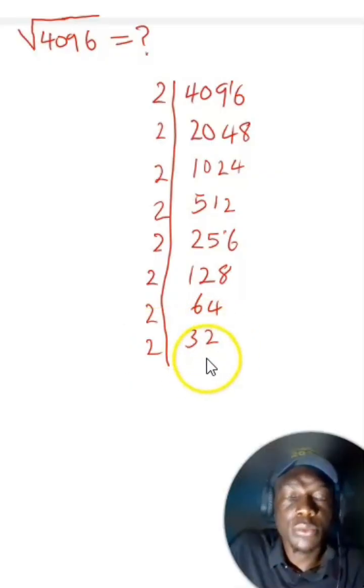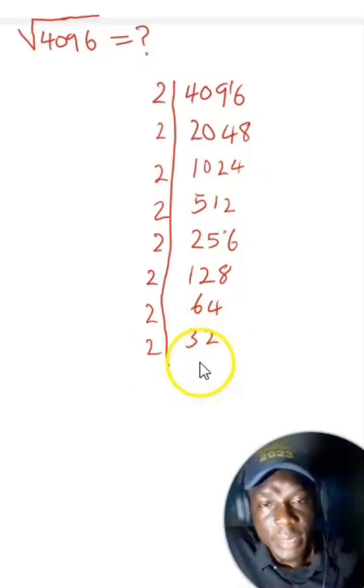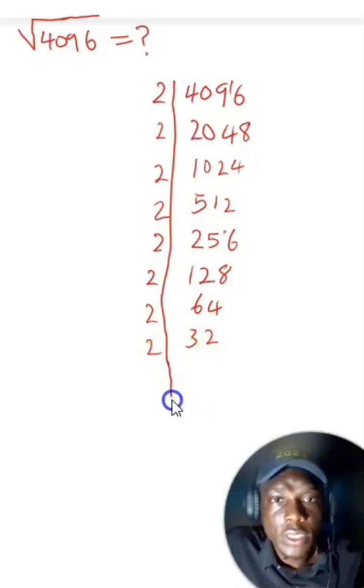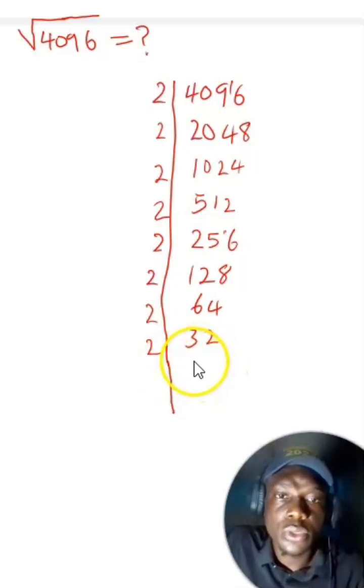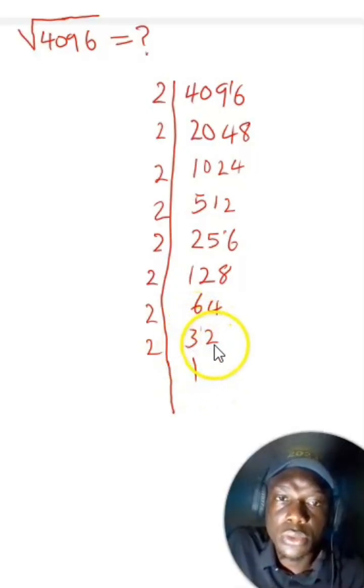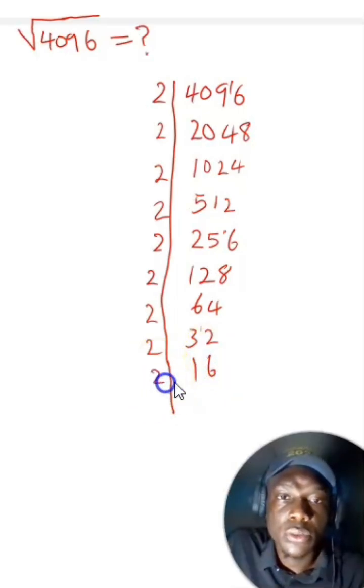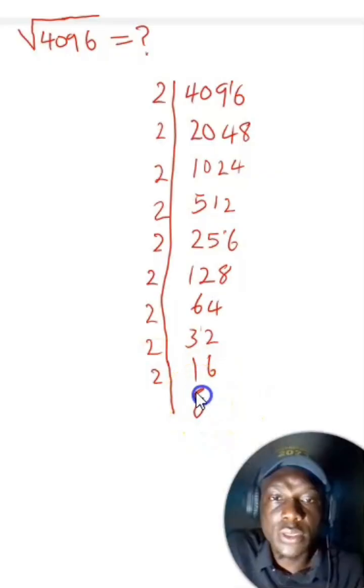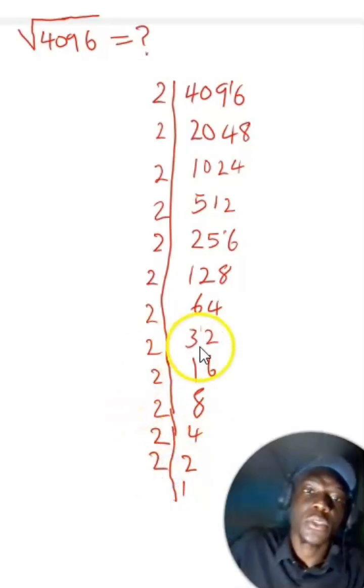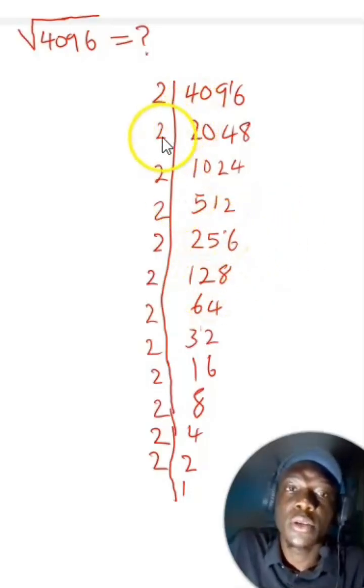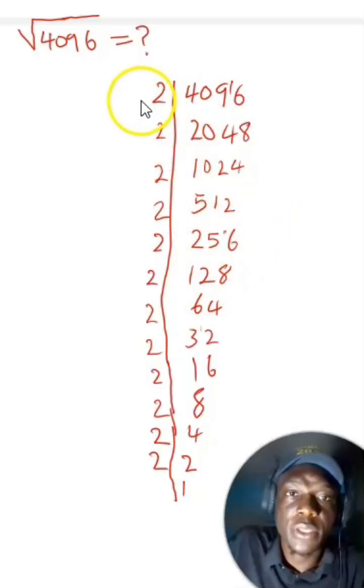Then we go into 32. Now we divide 3 first. 3 divided by 2 is 1, remainder 1. You add that 1 to 2, it becomes 12. 12 divided by 2 is 6. 16 divided by 2 is 8. 8 divided by 2 is 4. 4 divided by 2 is 2. 2 divided by 2 is 1. So we are done expressing it as a product of prime numbers, or prime factors.